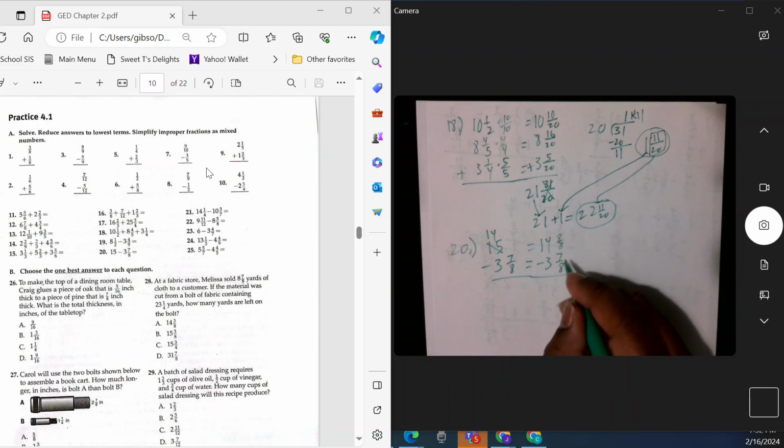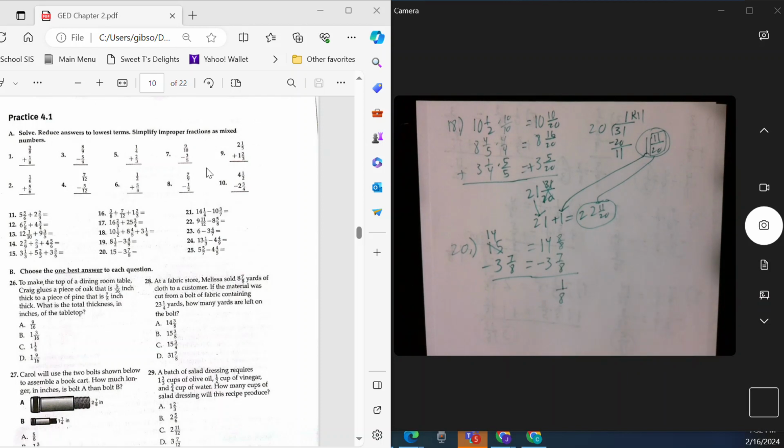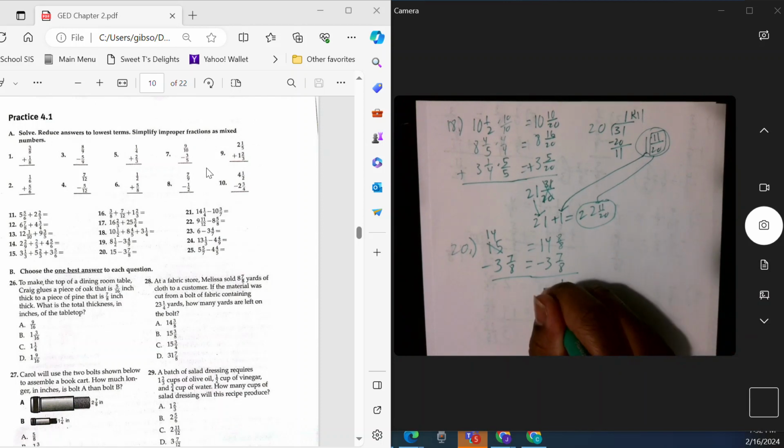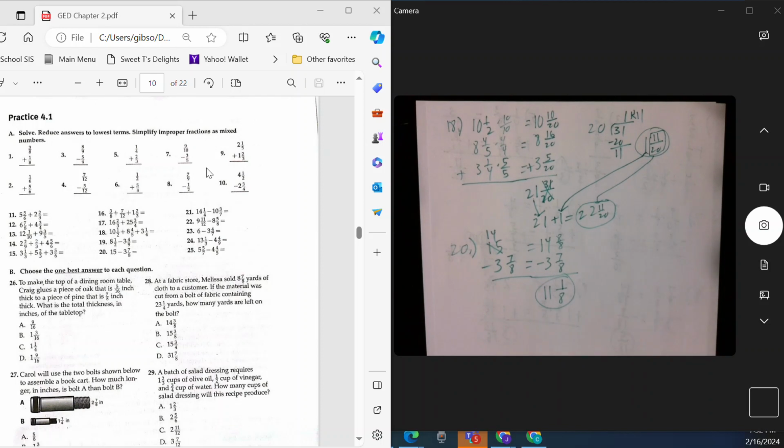So 8/8 minus 7/8, we'll bring down our 8. 8 minus 7 is 1. And 14 minus 3 is 11. And that's your answer for problem 20.